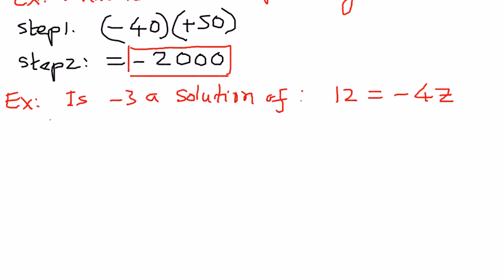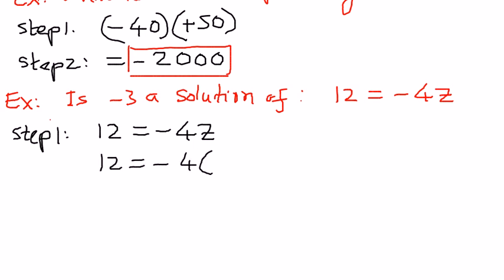And then to solve this, we're going to break it down into these different steps. We'll write down the given expression. He's asking us, is 12 equal to negative 4z, and wherever we see z, we're going to substitute the value of negative 3 into the variable z. So in here, 12 is equal to negative 4 times negative 3. We have substituted the value of z as negative 3 in this expression.